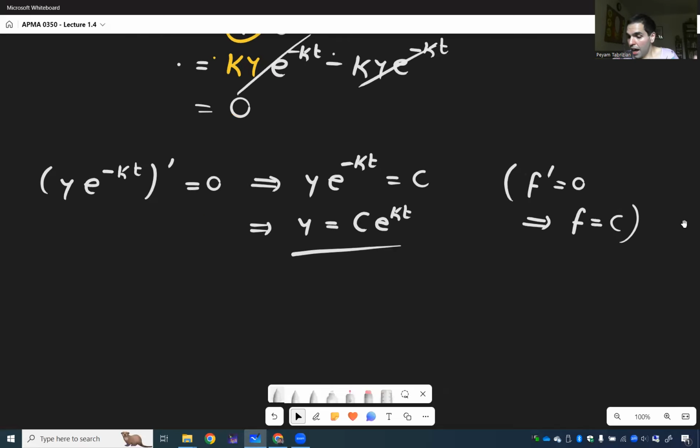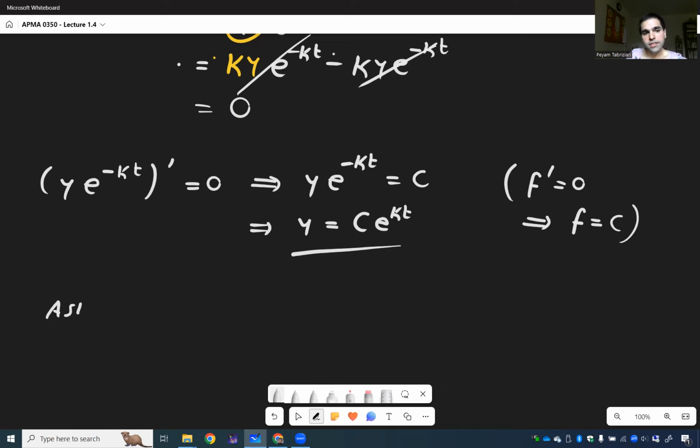They're all of the form ce to the kt. And again, I want to emphasize, in this step, we never assumed that y is ce to the kt. We started with an arbitrary y, and we found ce to the kt. That's what uniqueness is.